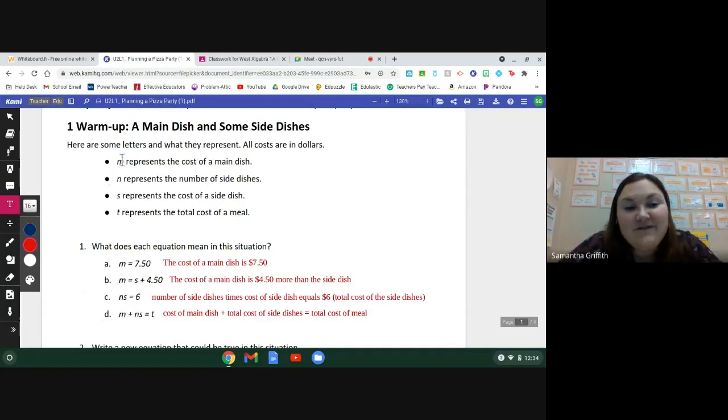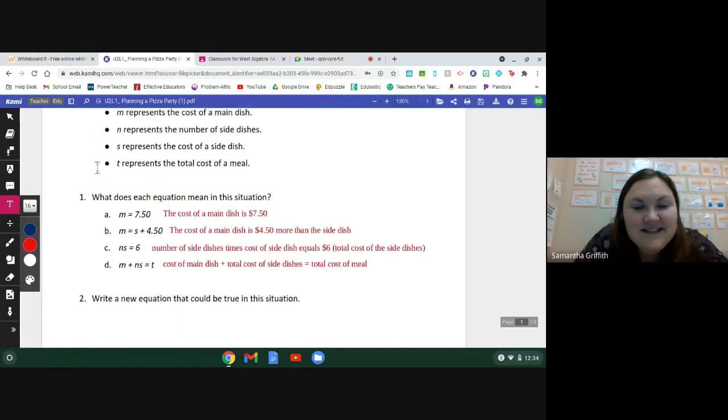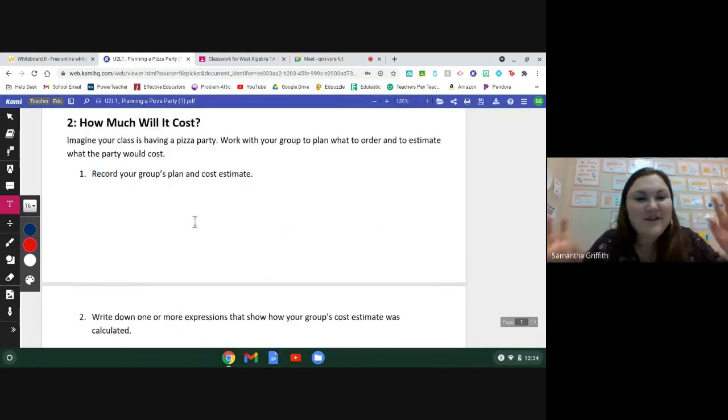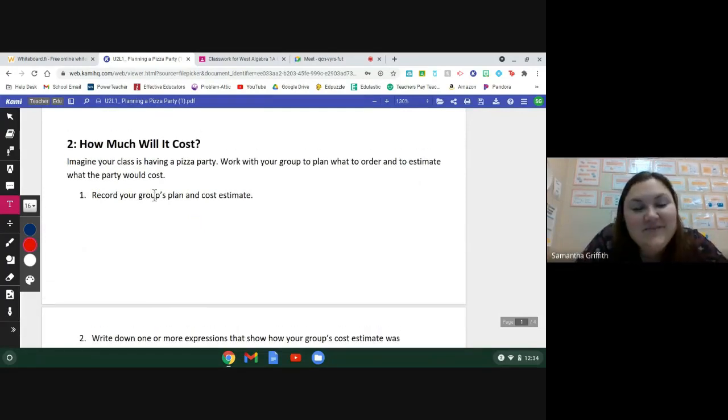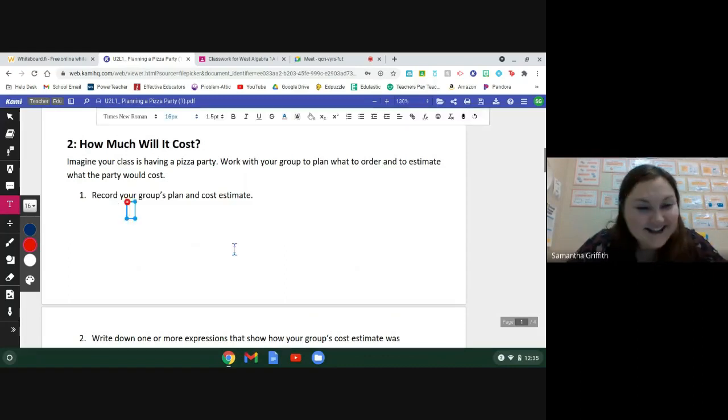If I didn't know any information about these, you could still write this last equation here to describe the total cost of the meal, even without knowing the cost of anything. This is true no matter what the side dishes and the main dish cost. That's going to lead us nicely into what we're doing today, which remember we said the whole theme of today is planning this pizza party. So for this main activity, we are going to pretend that our class is having a pizza party. This is post-COVID. And together as a group, we're going to work to plan what to order and estimate what the party is going to cost. I should emphasize here that this is one of those things where there are no correct answers, right? This lesson is going to really depend on what you guys end up wanting to do and what your estimates are. So with that said, let's go ahead and start the planning.